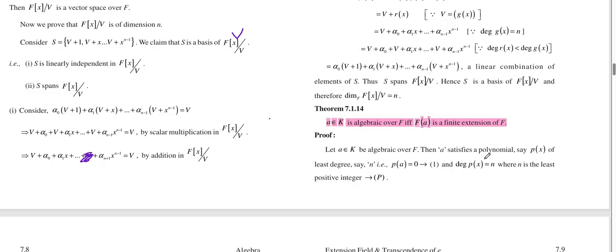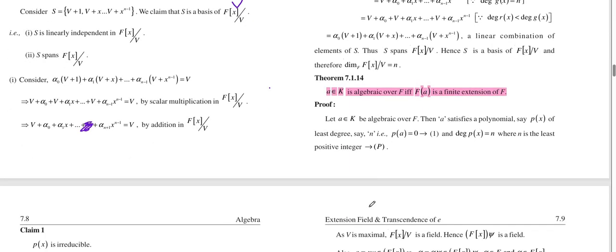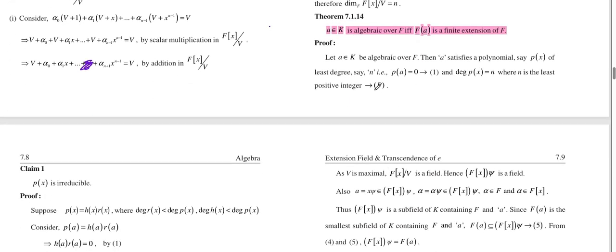Then also, because it is algebraic, a satisfies a polynomial, say p of x, of any degree. In particular, the least degree that we consider, and that we take as p of x. Which means p of a is 0, and p of x is of least degree n. So the degree of p of x is n, where n is the least positive integer. Now we want to show that this p of x is irreducible.